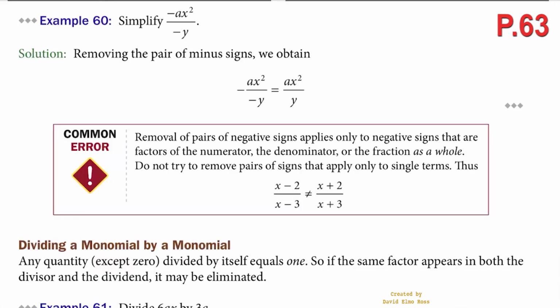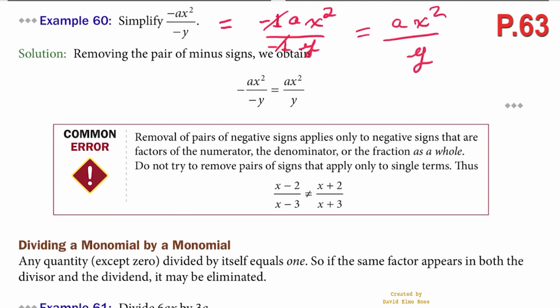Let's take a look at this expression. We can rewrite this as minus 1 times ax squared over minus 1 times y. And we can divide out the minus 1's, and we're left with ax squared over y. So these negative signs here can be thought of as negative 1 times that.